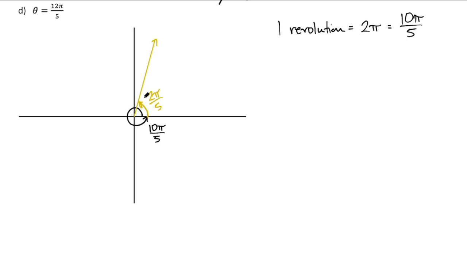And now I can see that is the reference angle for my angle. 12 pi over 5 goes all the way around and then keeps going and hits this same terminal side. The reference angle is just the acute angle that it makes with the horizontal axis. And so that's going to be this 2 pi over 5. So for this one, my reference angle theta prime is 2 pi over 5.